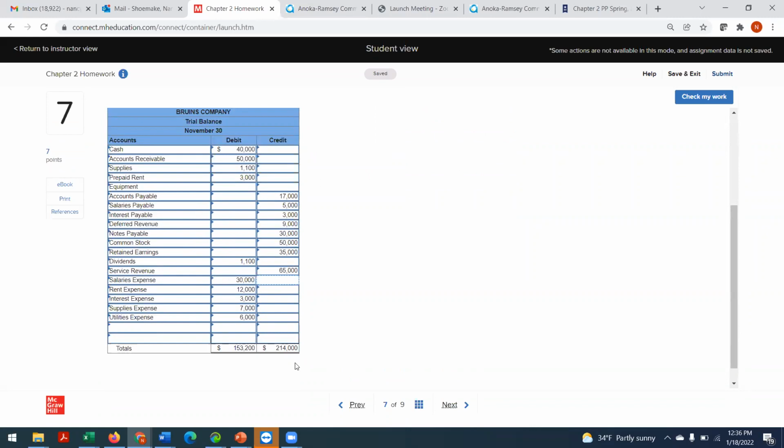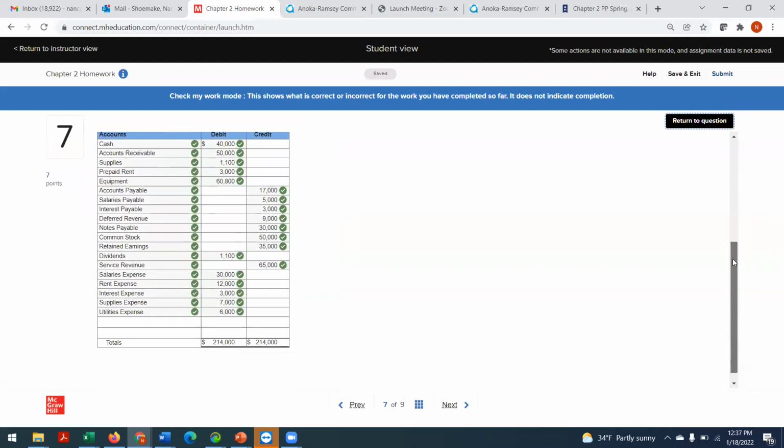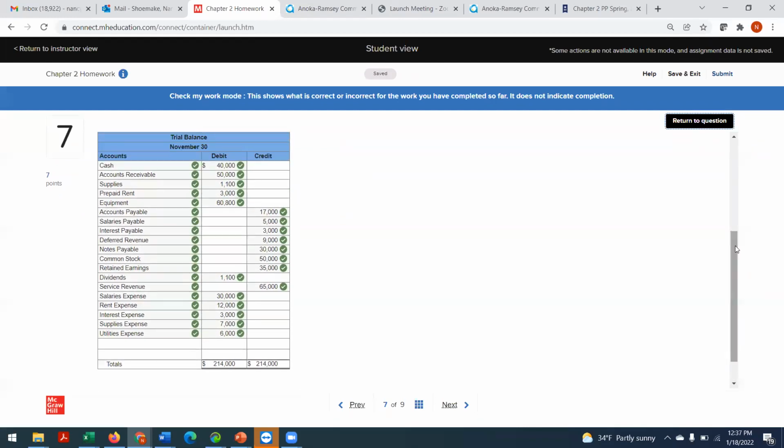Guys, do you see here if our credits are at 214? What does our equipment need to be to get to 214? 60,800. Check your work. The key to this is you need to know what's a debit and what's a credit, don't you?